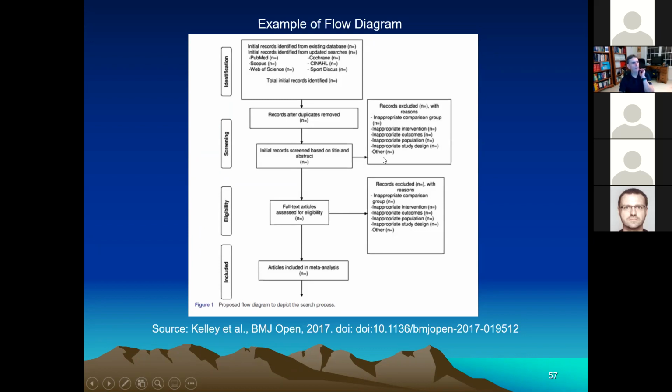And then what we do is we decide the ones we exclude, we have the total number excluded up here, and we put the reasons and how many were excluded for each of these reasons.